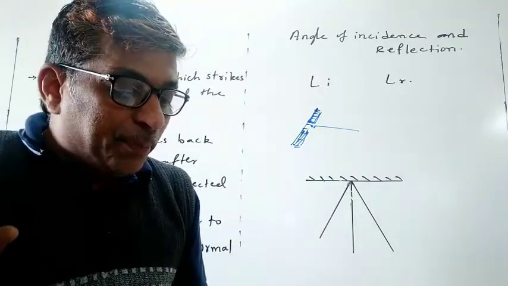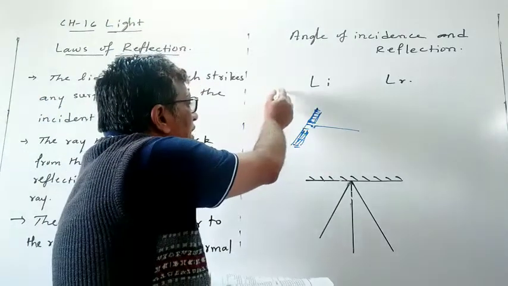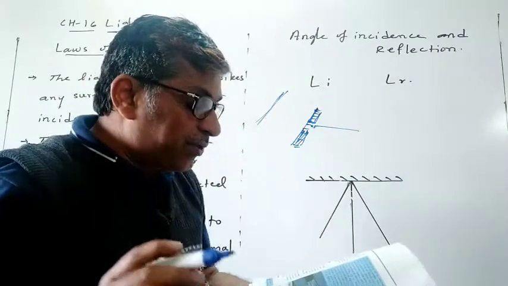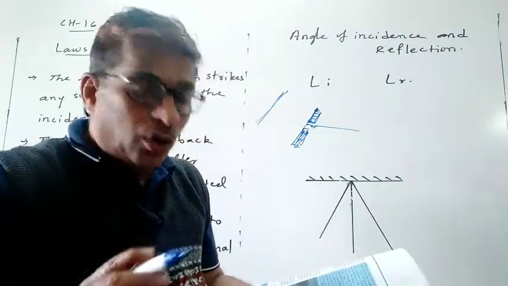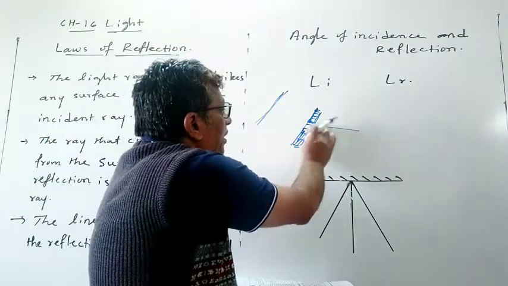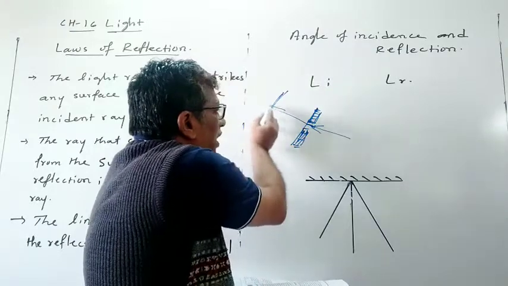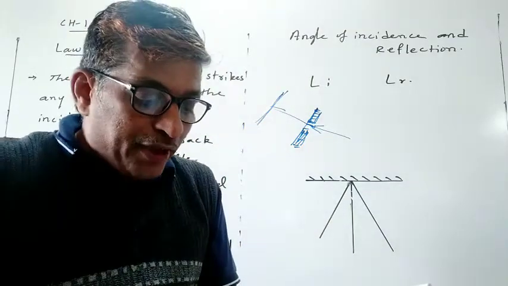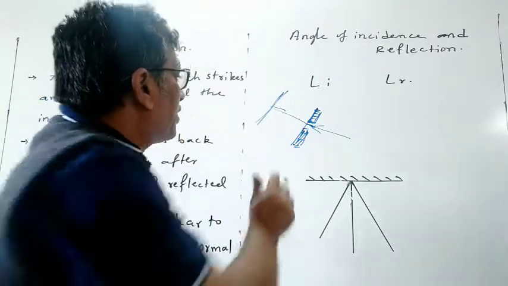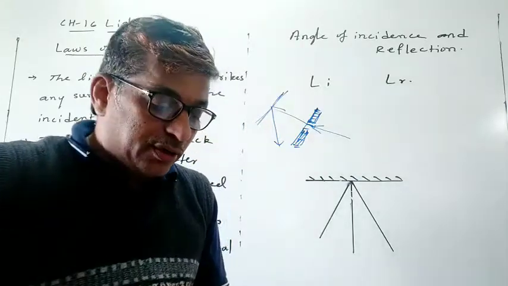Now place a strip of plane mirror in the path of the light. What do you observe? The ray strikes the mirror, and then you will observe that the ray of light is reflected in another direction.